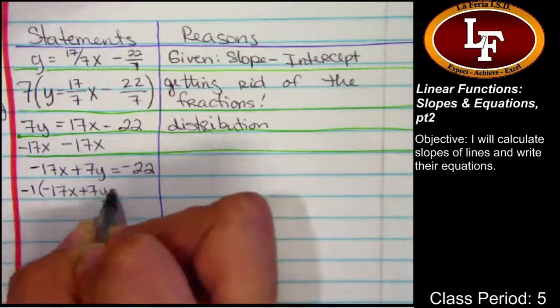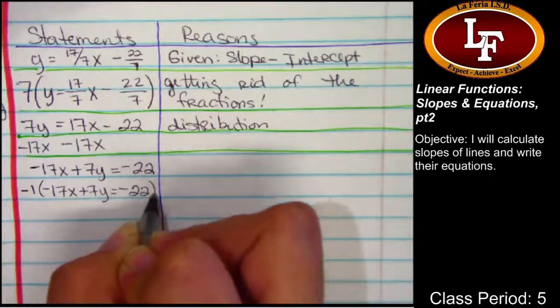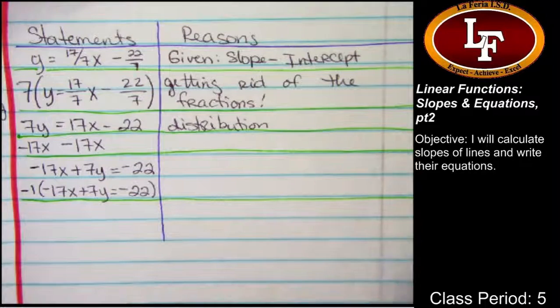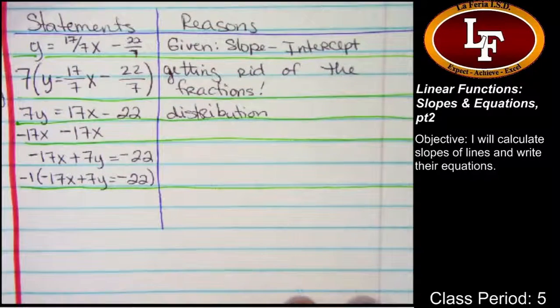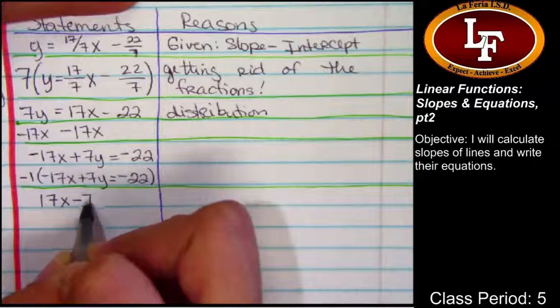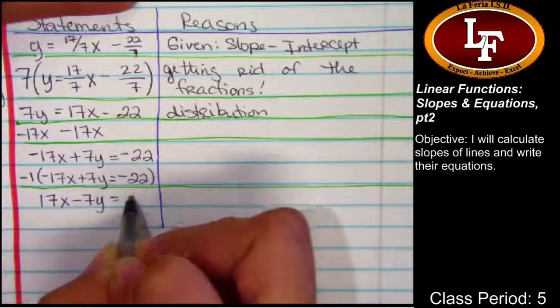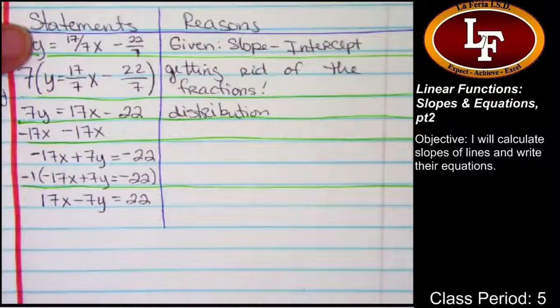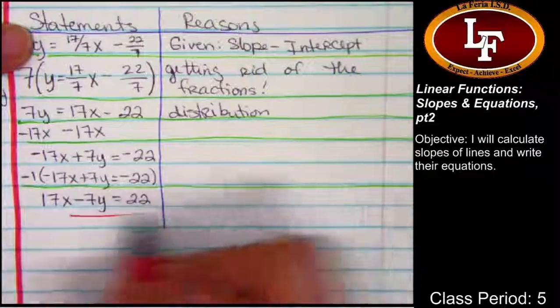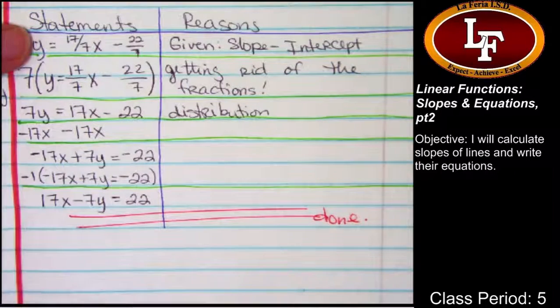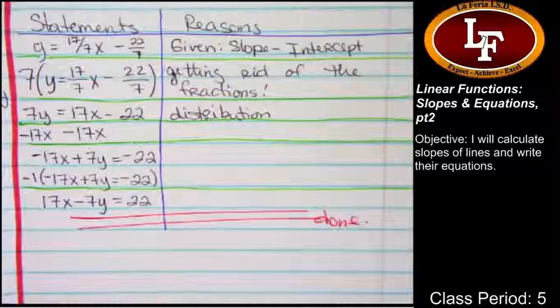All right, what am I doing now? Multiplying by -1. Beautiful. Why am I doing it? To change the sign. Gorgeous. Make sure that gets down in your reasons. Because we're trying to change the sign of everything in the equation. We're done. That's it.